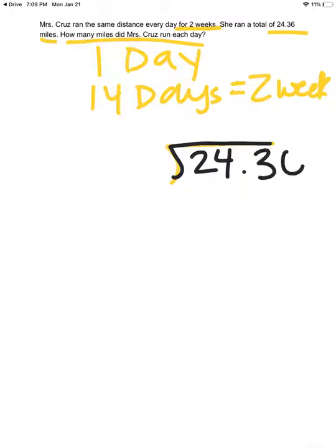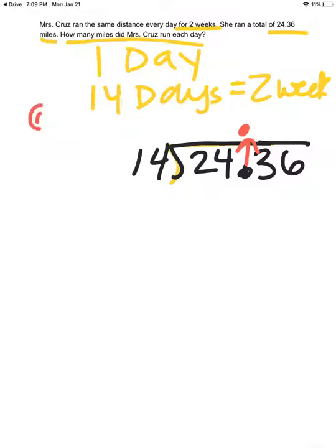So I know that my total is 24 and 36 hundredths, and we are going to divide that by 14 to find one day. So I take my decimal, I move my decimal up, and now I'm going to go ahead and divide. All right, so I could do one of two things.